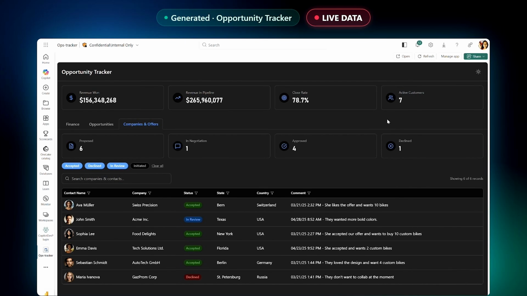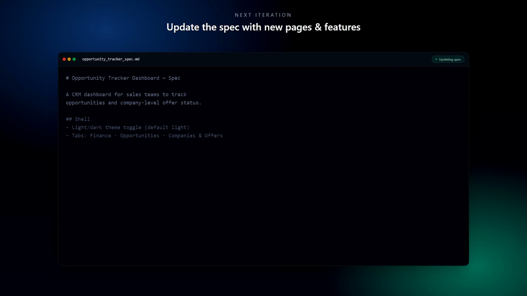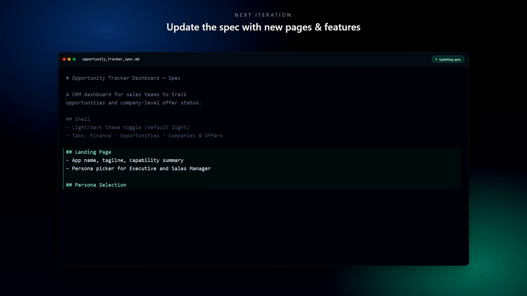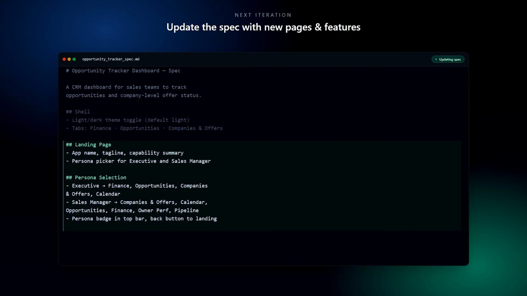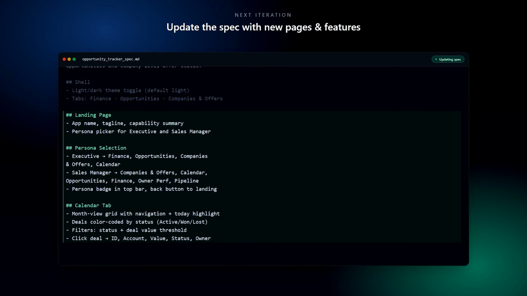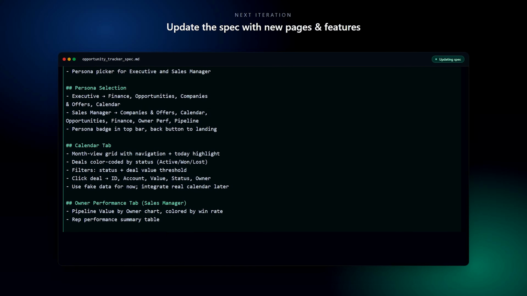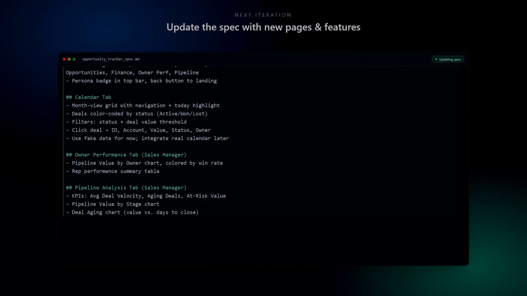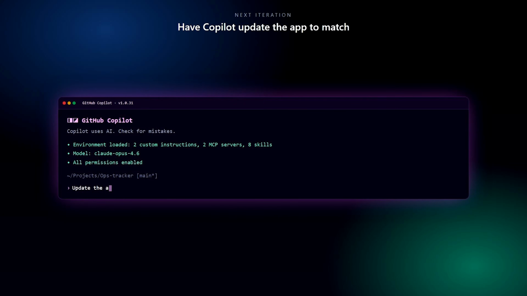Now, let's say you want to customize this even further. That's the beauty of working with AI: you really just need to update that MD spec. So let's see an example of this. Let's say I want to add a little bit more features to this application. Let's say I want a landing page, I want persona-specific selection, and I even want a calendar tab. I can go add all of these requirements to the spec and update it.